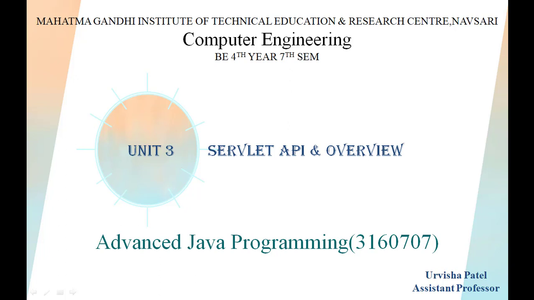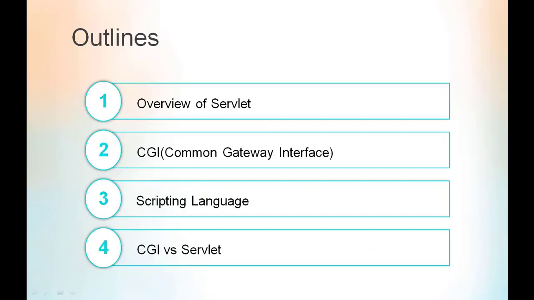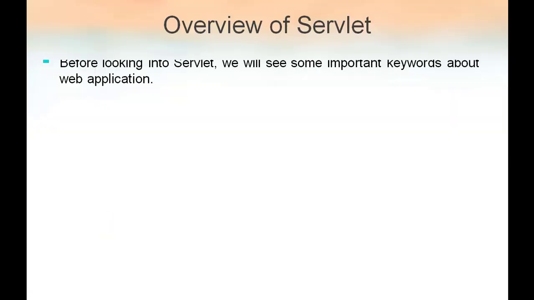In this video, we are going to learn Unit number 3, Servlet API and Overview of the subject Advanced Java Programming. Subject code is 3160707. Today's outlines are Overview of Servlet, CGI, Scripting language, and difference between CGI and Servlet. Let's continue with overview of Servlet.